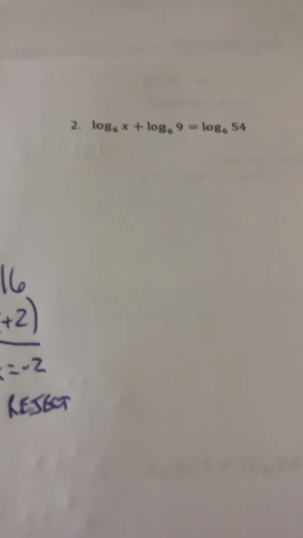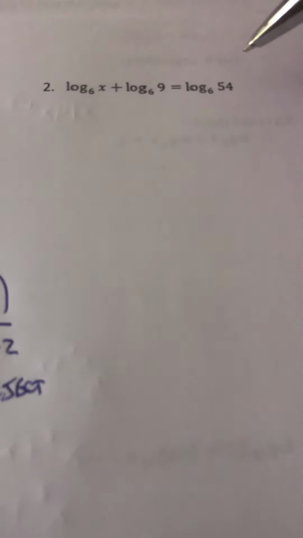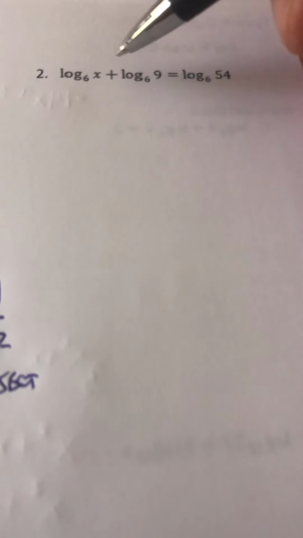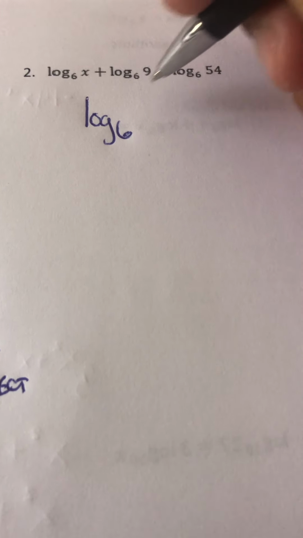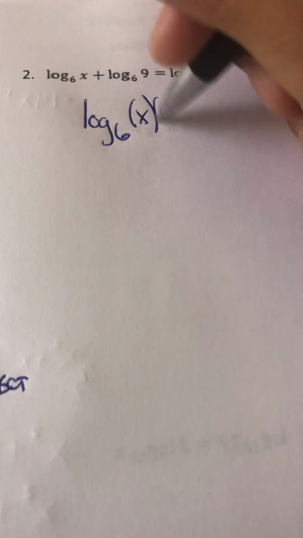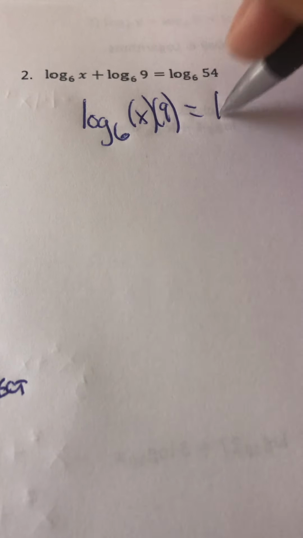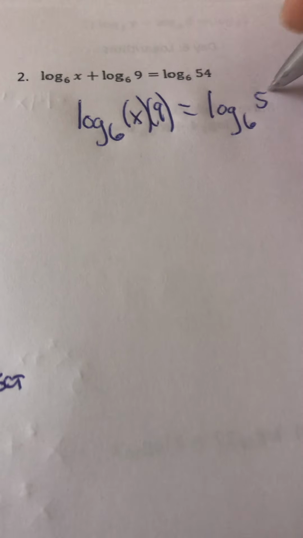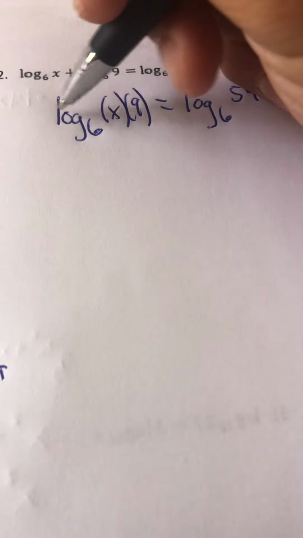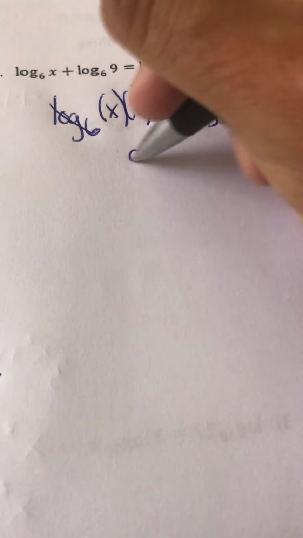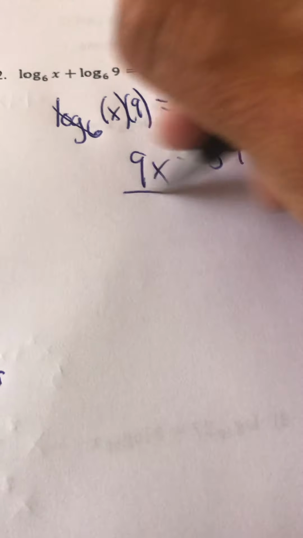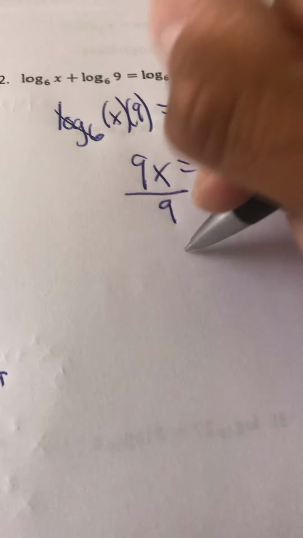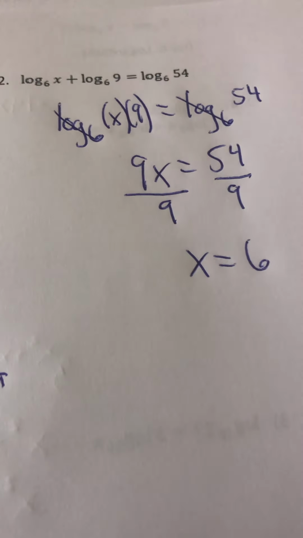On the right side, all right, we have logs on both sides. So I'm going to do the same thing to start off. So I have log base 6, addition means to multiply, x times 9 is equal to log base 6 of 54. Because we have log on the left and the right, those clear out. We get 9x is equal to 54. I divide by 9, and I get x is equal to 6.